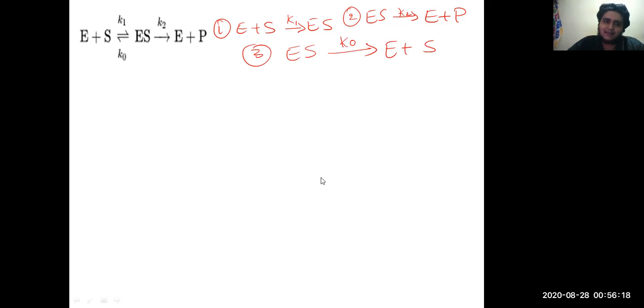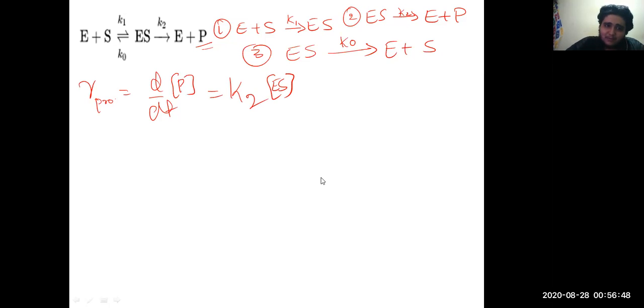So for each of these, let us derive the rate and see how this relates. First of all, we are interested in formation of product. This is what we want. So let us find the rate of formation of product. That will be equal to d by dt of concentration of product, which is equal to the rate constant K2 times enzyme substrate complex.